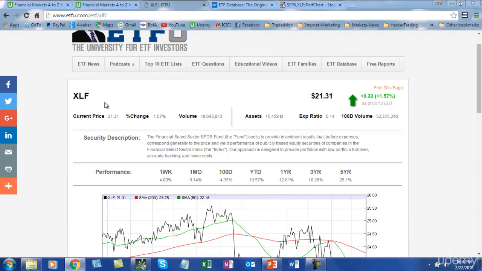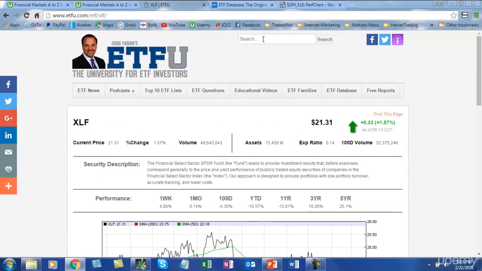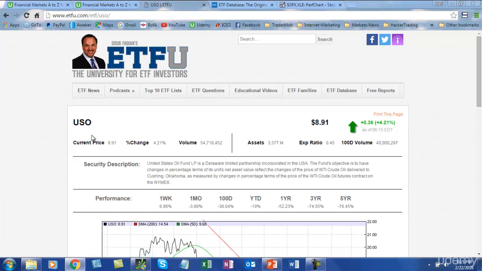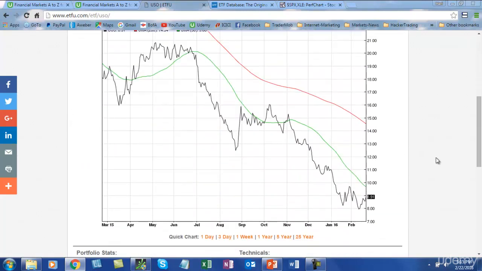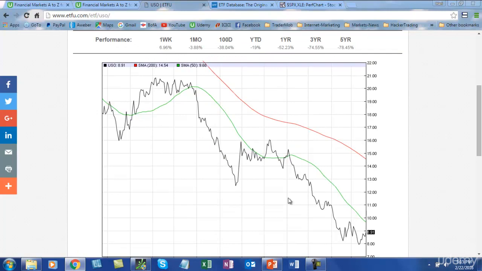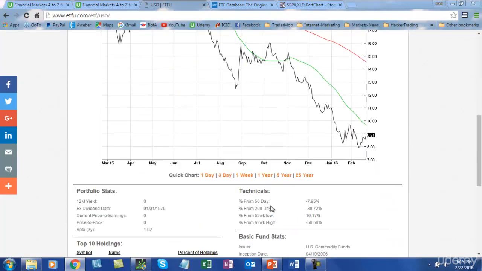Similarly, just like we saw XLF, we can go and look at any other ETF as well. So let's look for USO. USO is the oil ETF. So this is a commodity based ETF. You can look at it, the price is 8.91, but as you can see, the energy complex has been getting hammered for the last 6 to 9 months. It's been coming down from a high of about 21 all the way down to 8. There's a slight bit of uptick in the last few days. Technically, it's down pretty heavily. It's down 58% from its 52-week high.